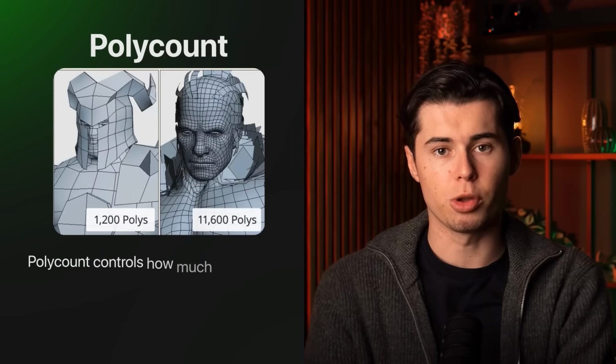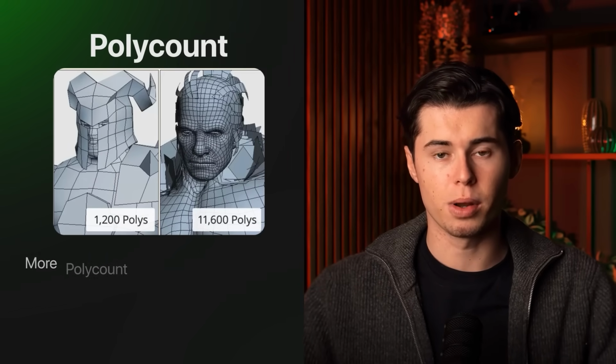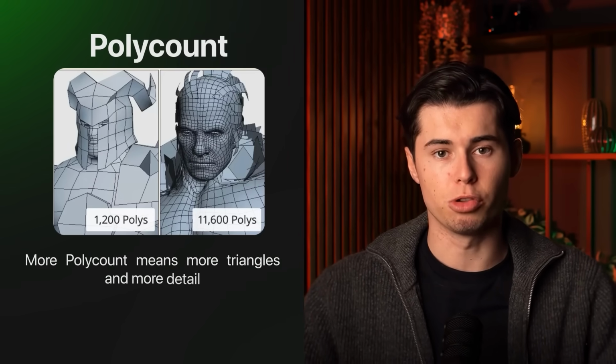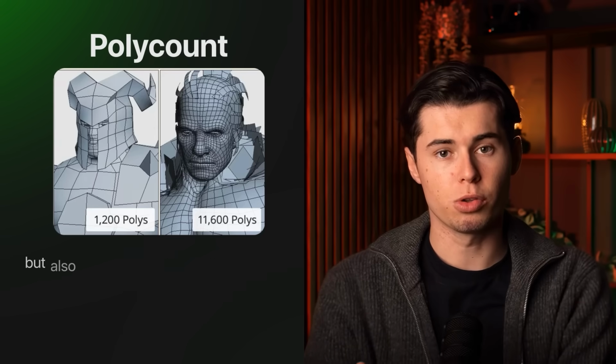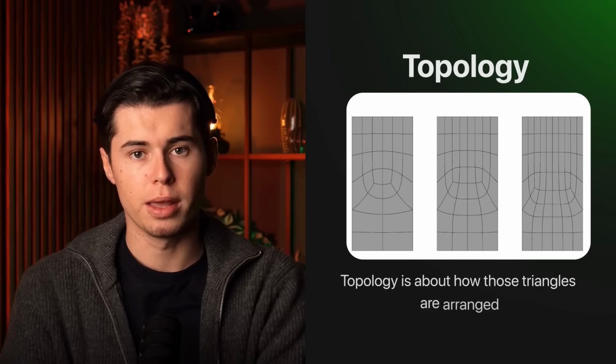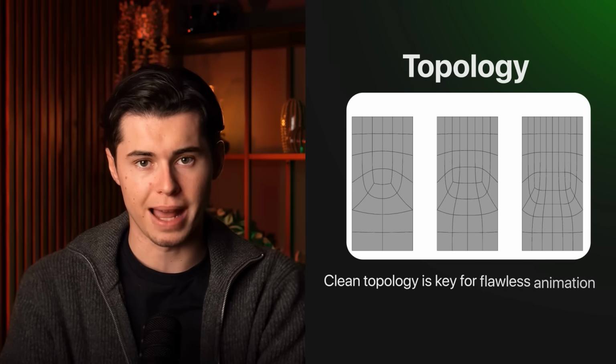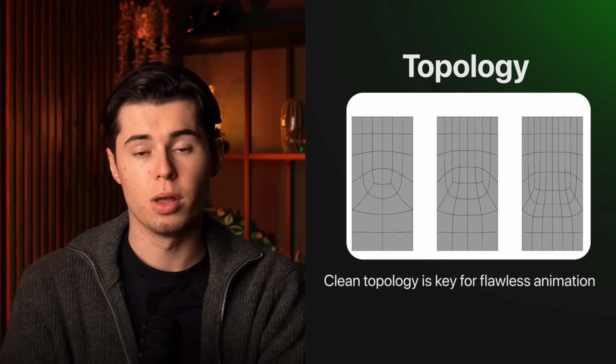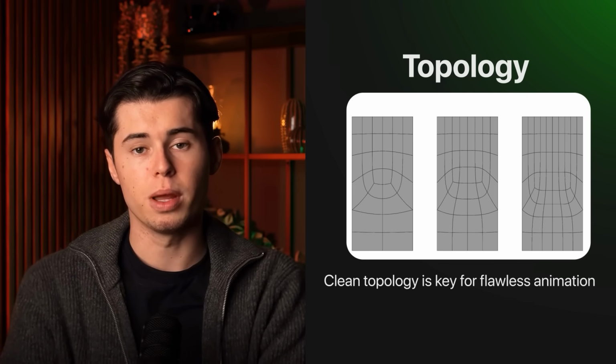That said, it's worth knowing what those settings actually do, because once you've done this a few times, you might want to use them. Poly count controls how much geometric detail the model has. A higher poly count means more triangles, which means smoother curves and finer detail, but also a heavier file that's harder for a game engine to run in real time. Topology is about how those triangles are arranged, and clean topology matters a lot if you're going to animate the model, because bad topology causes the mesh to fold in weird ways when it bends. For what we're doing today though, the defaults handle all of this well enough that you won't notice the difference.